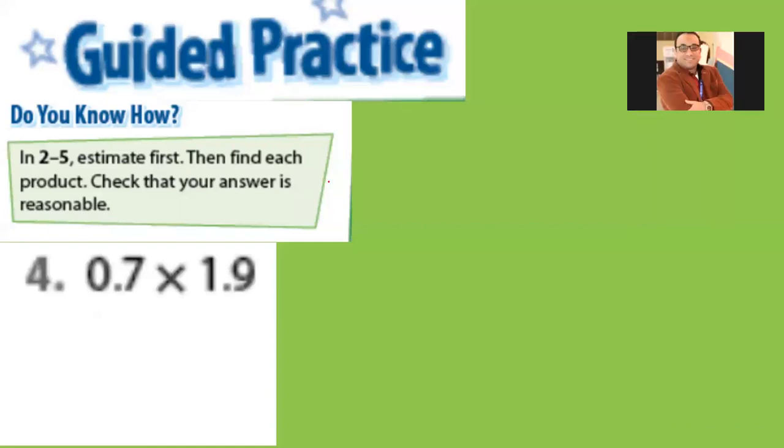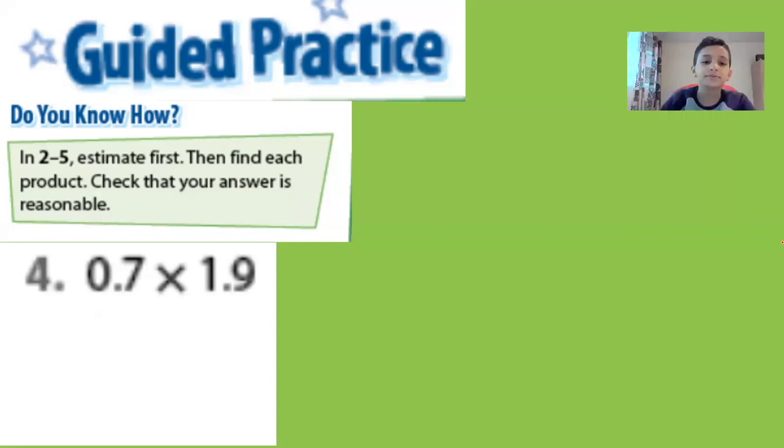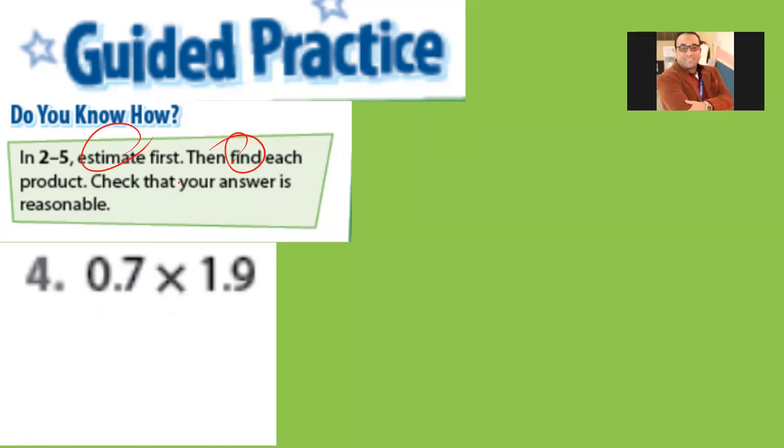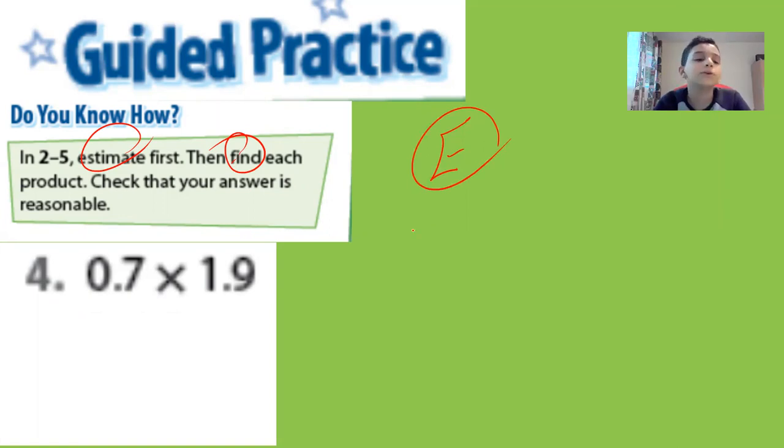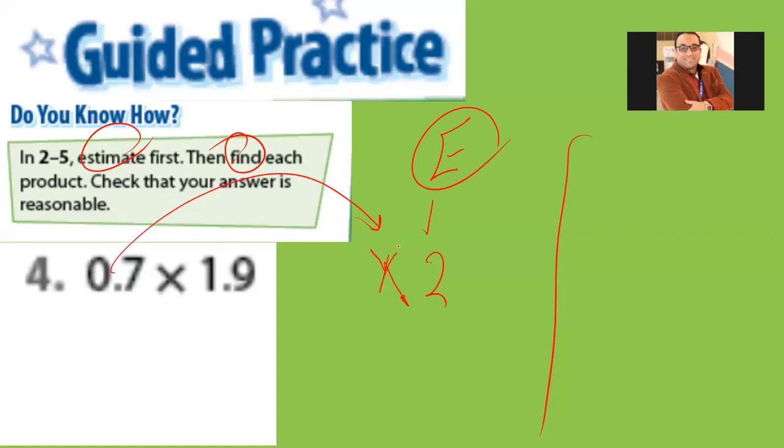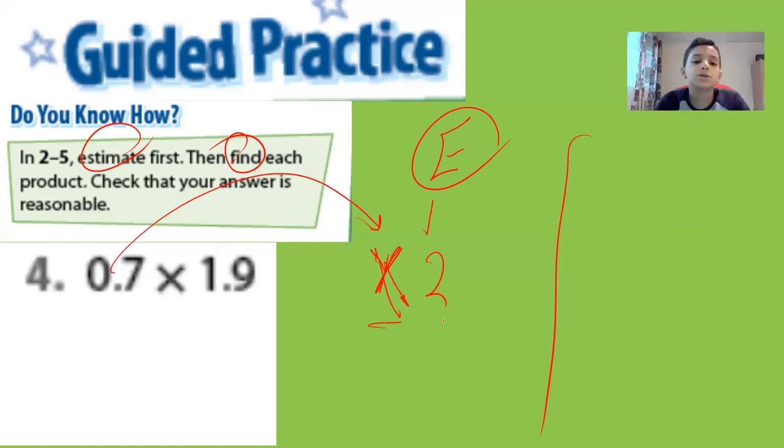Read. Okay, estimate, then find the product. Check that your answer is reasonable. 0.7 multiplied by 1.9. We first estimate. The 7 will give the 0, so it's 1. And 9 will give the 1, so it's 2. 2 by 1 equals 2.